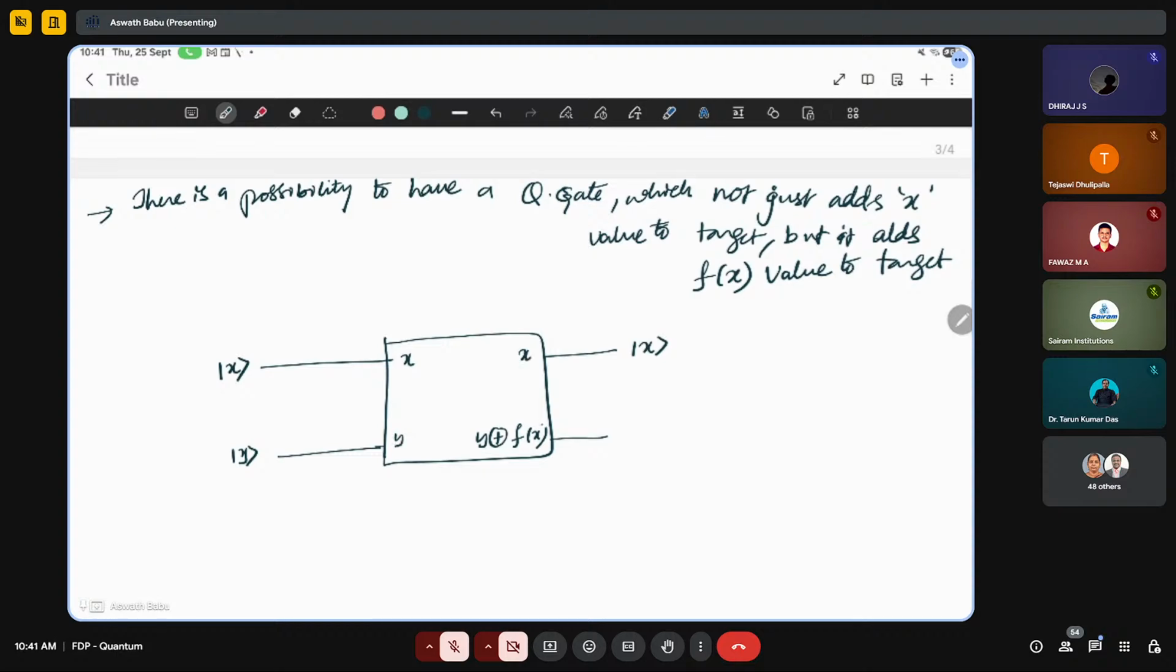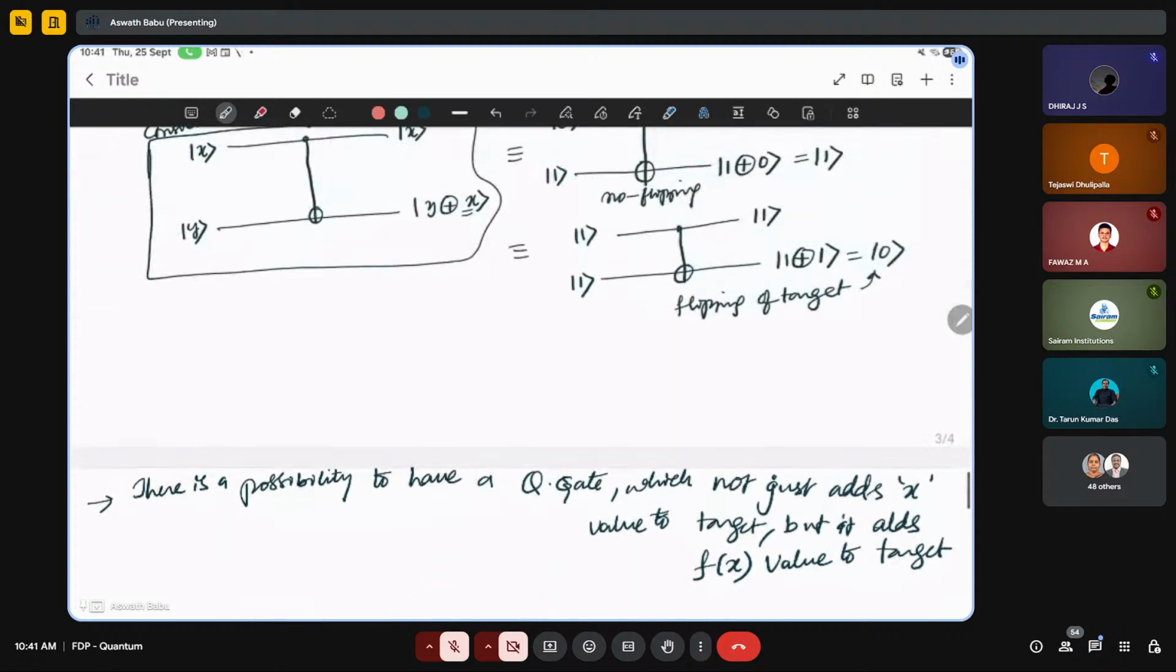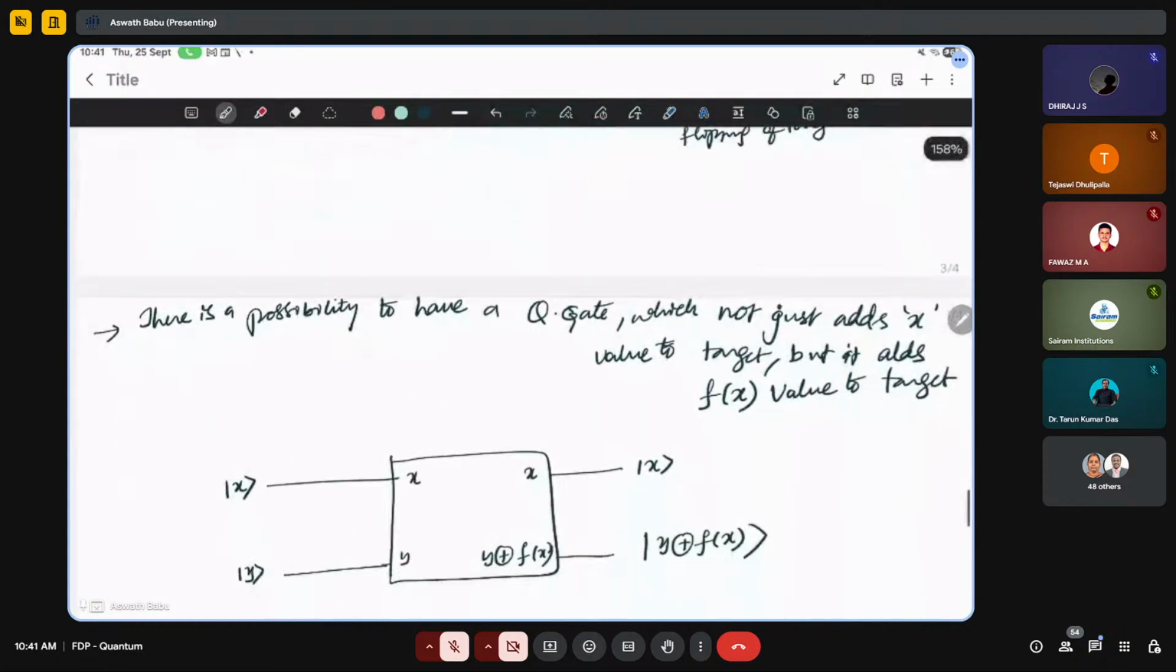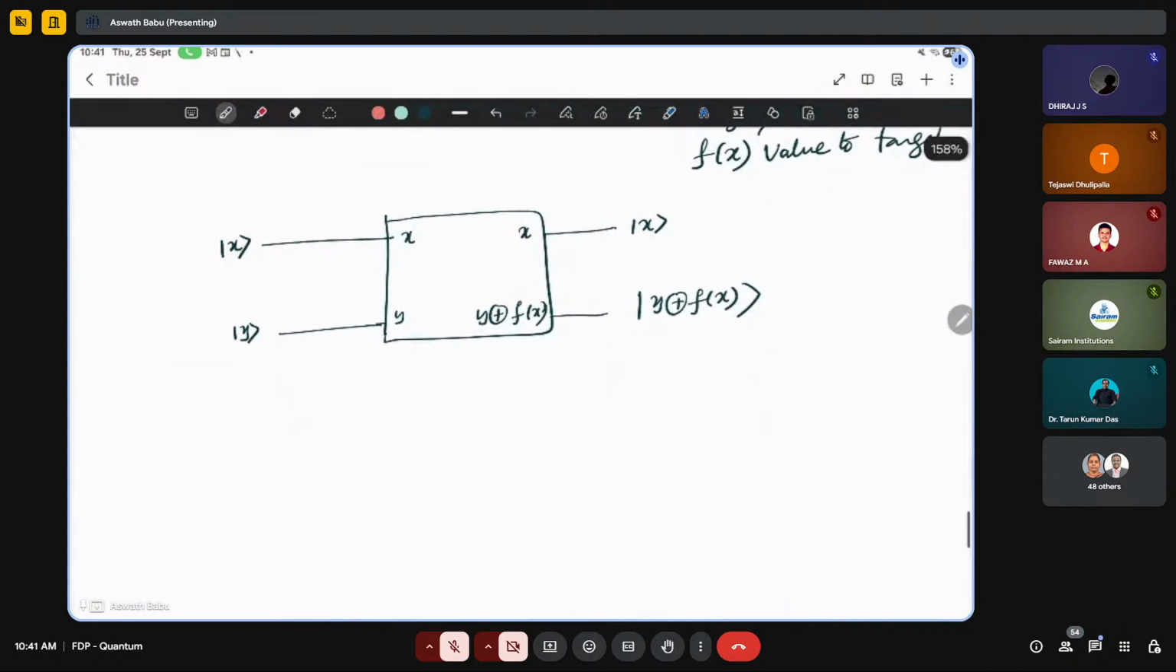Okay, it's interesting. So what would be the output? Y plus f of x. Okay, quantum state. Not just x, we were adding x earlier. Now we are adding f of x. So it's called a unitary functional gate, UF.